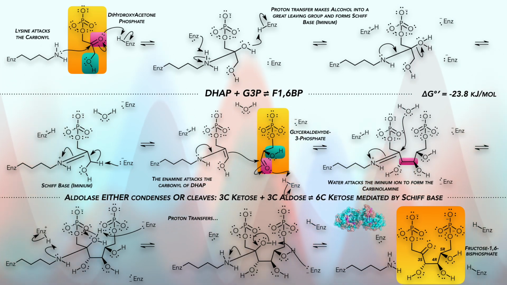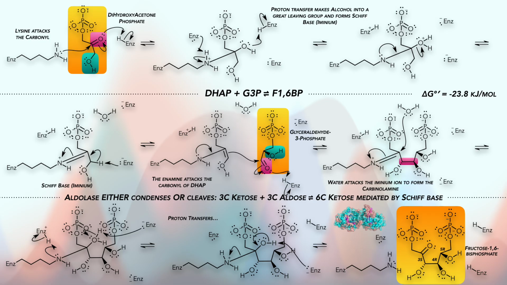But now we bring in aldolase, in which a 3-carbon sugar plus a 3-carbon sugar gives us a 6-carbon sugar. A lysine side chain attacks the carbonyl of dihydroxyacetone phosphate, producing a carbinolamine. Proton transfers convert the hydroxyl into water, which leaves to produce a Schiff base, an iminium ion covalently linking the substrate to the enzyme.